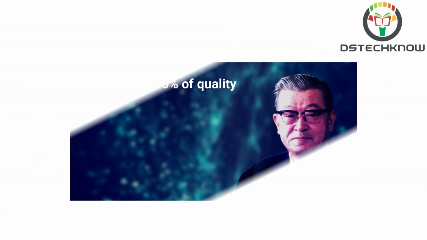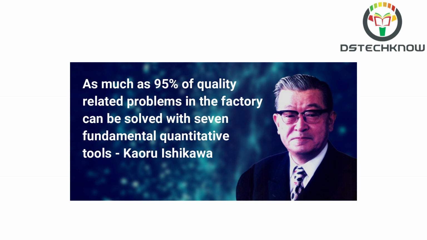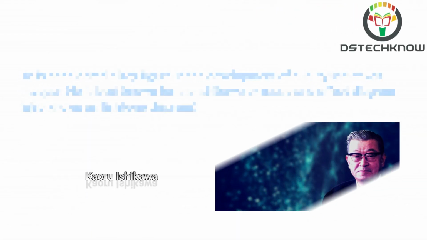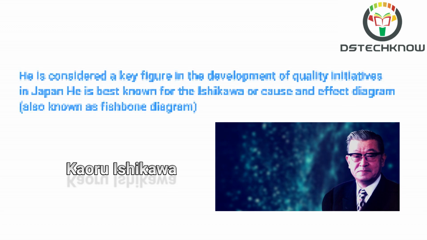As much as 95% of quality related problems in the factory can be solved with 7 fundamental quantitative tools. Ishikawa is considered a key figure in the development of quality initiatives in Japan. He is best known for the Ishikawa or cause and effect diagram, which is also known as the Fishbone Diagram.